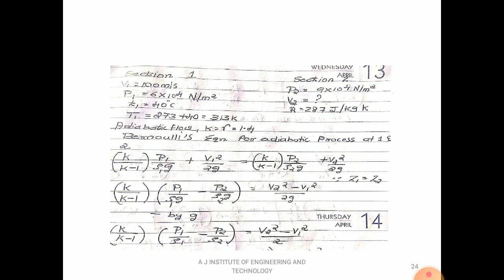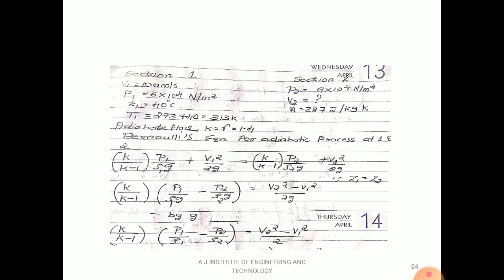Now we have Bernoulli's equation for adiabatic process between section 1 and 2. Now I am going to use K as a symbol for ratio of specific heat. So K by K minus 1 P1 by rho 1 G plus V1 square divided by 2G equal to K by K minus 1 P2 divided by rho 2 G plus V2 square divided by 2G. Actually I didn't write the Z1 and Z2 terms because it's a horizontal pipe. Z1 equal to Z2, so Z2 minus Z1 equal to 0. So I wrote that expression directly, and that expression was obtained for the adiabatic process. I already derived that expression.